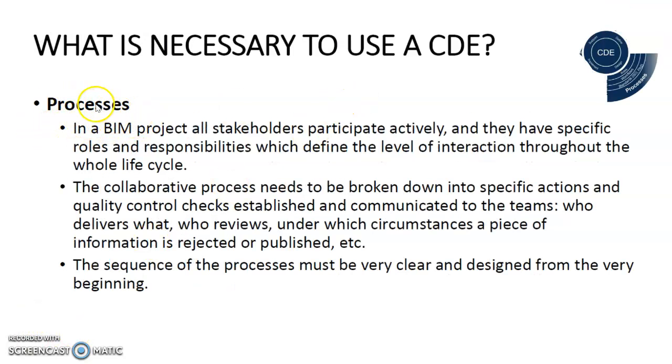Under the area of processes, in a BIM project, all stakeholders participate actively and they have specific roles and responsibilities which define the level of interaction throughout the whole project lifecycle. The collaborative process needs to be broken down into specific actions, and quality control checks established and communicated to the teams. Who delivers what? Who reviews? Under what circumstances is a piece of information rejected, or approved, or published, for example. The sequence of processes must be very clear, designed right from the beginning, and communicated to all parties so they know what to do.